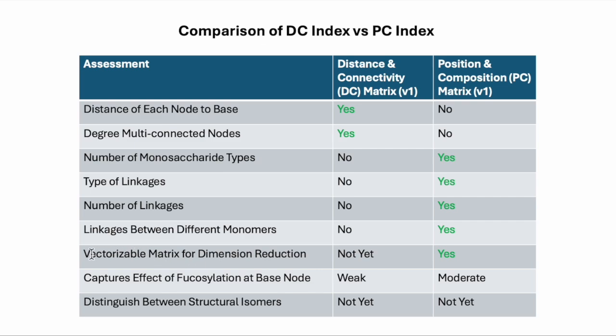That is, you can stack them into one column of data, such that if you combine multiple columns of data, you can apply data science methods in a way that is meaningful. Notice here that for the DC index, the answer is not yet in terms of the vectorizability of the matrix, because I do plan to update this into version 2, which will allow us to do that. In a matter of a few minutes, you'll see why this is a very advantageous feature for the method.